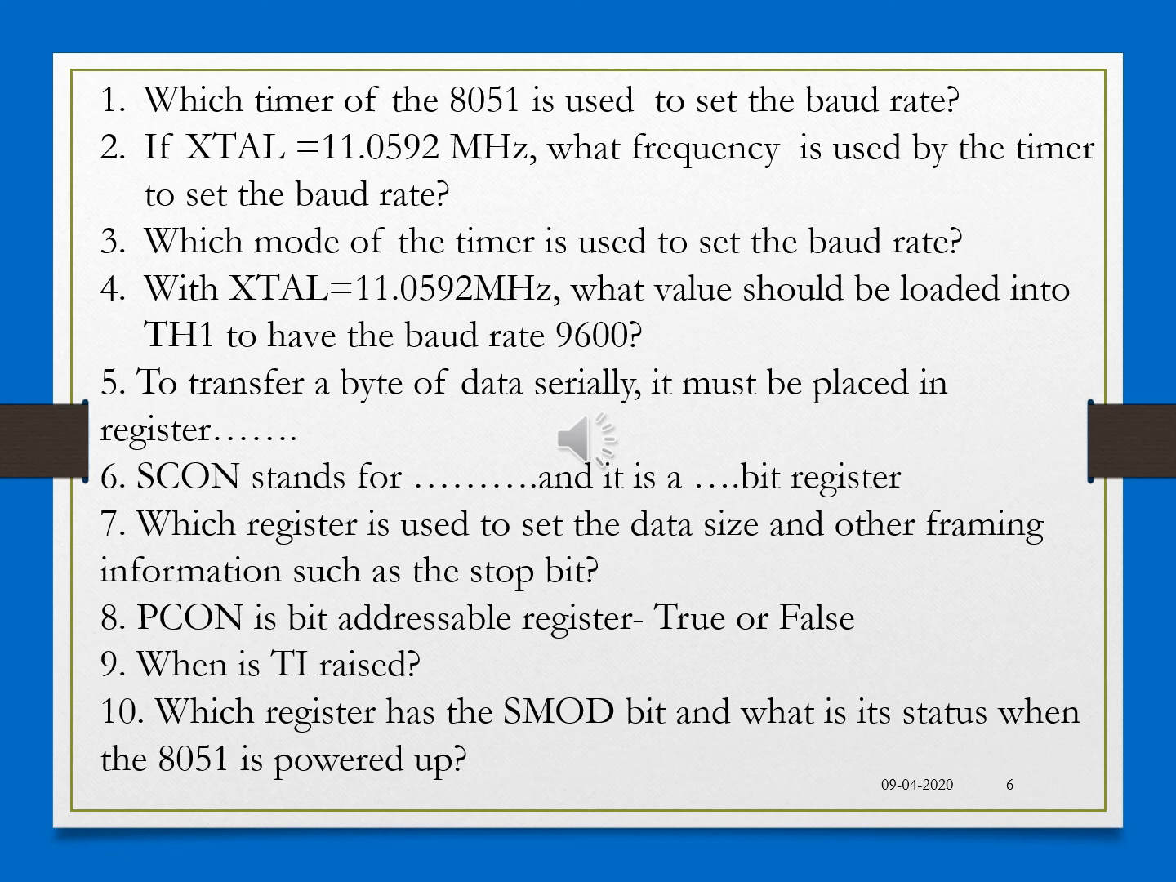Fine. Fourth question, with XTAL 11.0592 megahertz, what value should be loaded into TH1 register to have the baud rate 9600? What should be the value? So in order to get baud rate 9600, what is the value that you are loading into TH1 register? It is -3 decimal, right? So when you divide 28,800 by 3, then you get baud rate 9600.